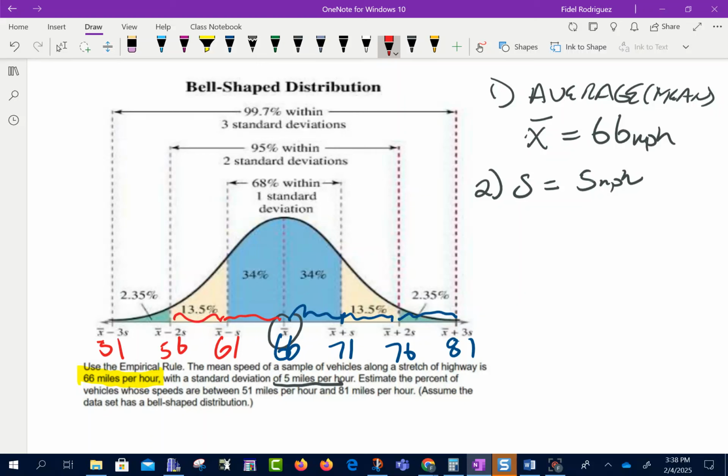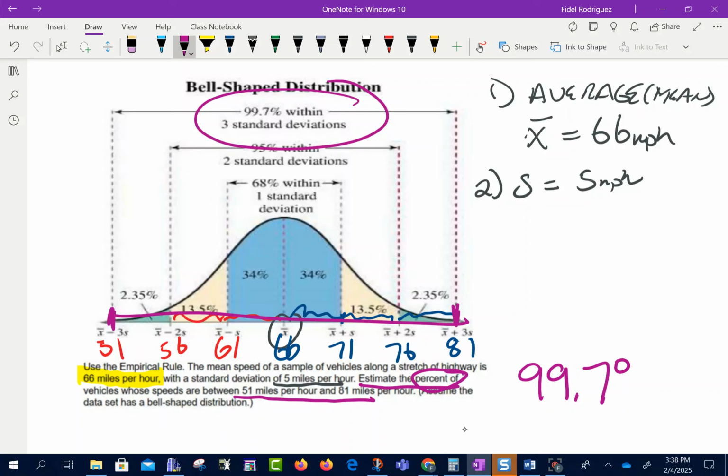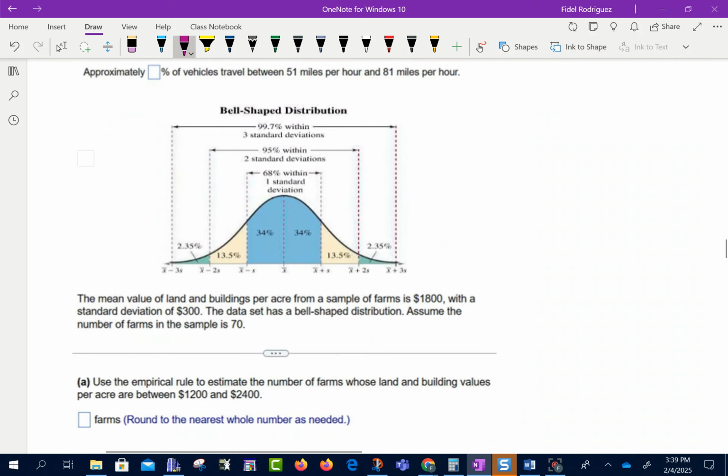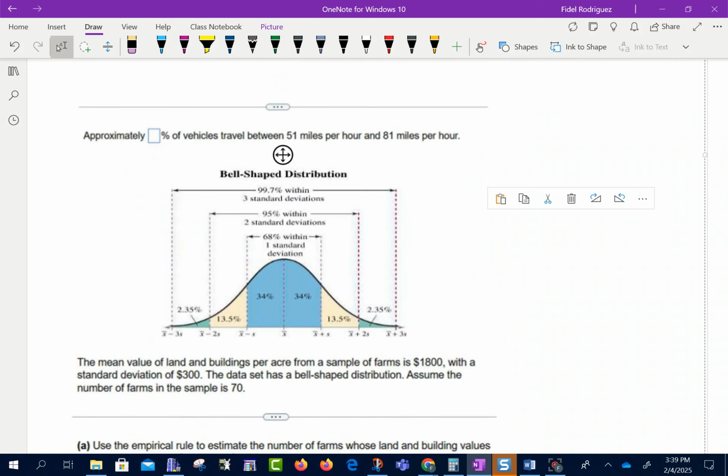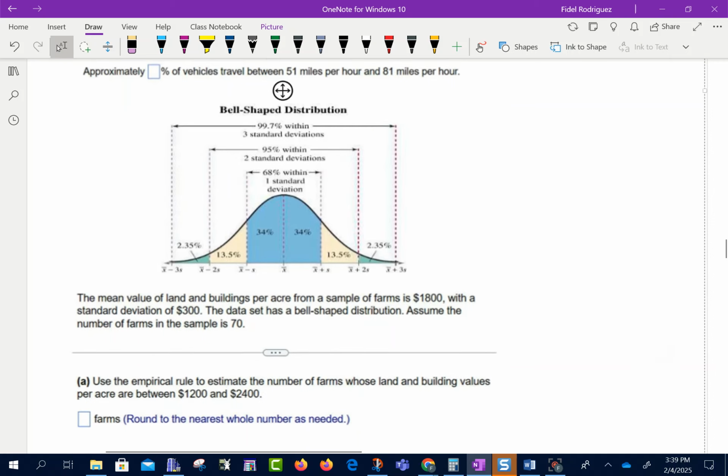Now, I'm going to look at the question and it says, can we estimate the percent? It's only asking me for a percentage of vehicles whose speeds are between 51 and 81 miles an hour. Well, y'all, that's almost the whole graph. We're looking at everything between here and here, and everything between here and here, y'all, represents 99.7% of the vehicles. That's all we're going to be doing, y'all, with these questions here, okay? Let me scroll down a little further and I'm going to do the same thing with the next question here, okay?